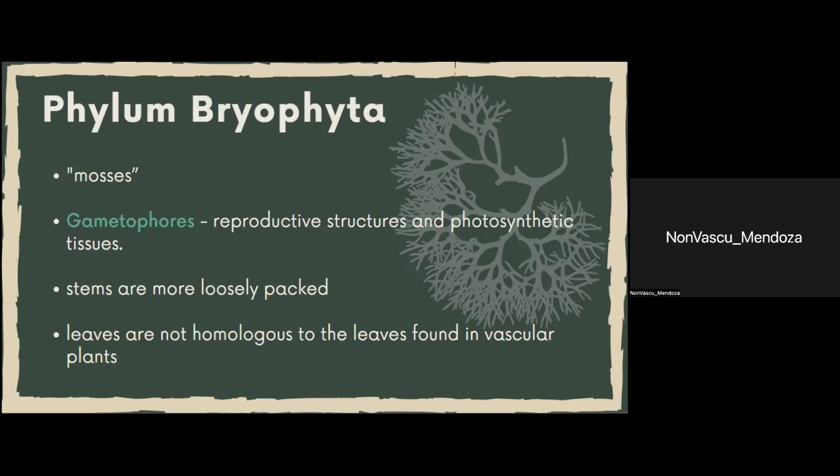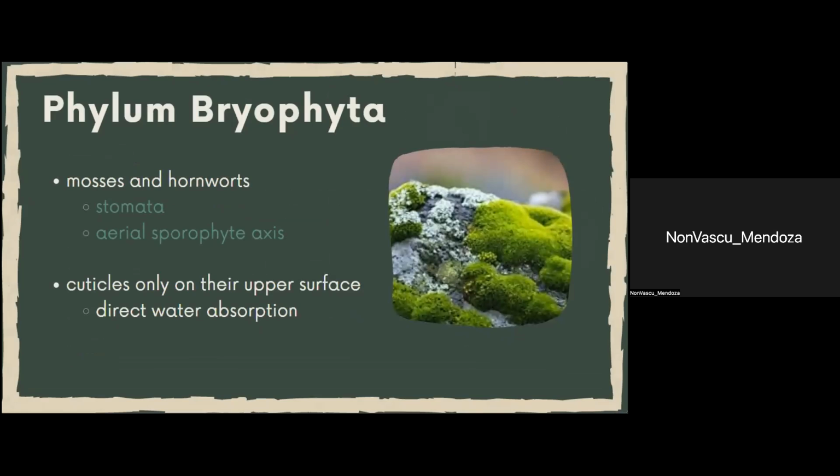And although all mosses have leaves, we should keep in mind that these are not homologous to the leaves found in vascular plants. Several mosses and hornworts have stomata in their sporangia, wherein the stomata generally function in the regulation of gas exchange and water uptake. The aerial sporophyte axis, on the other hand, is thought to be the predecessor to the sporophytic stem of vascular plants. Moss leaves have cuticles only on their upper surface because the lack of cuticles on their underside allows direct water absorption.